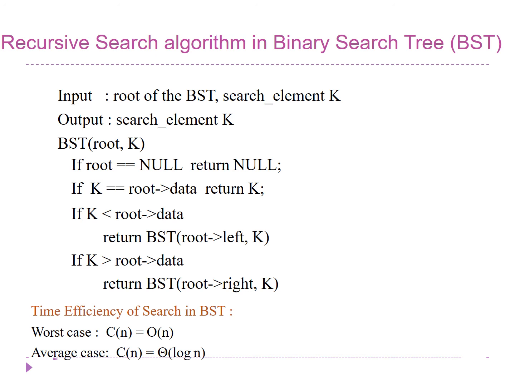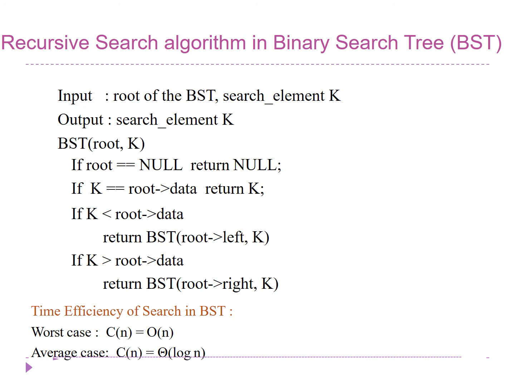The algorithm has two base cases. If the search element is not found, that is, when root equals null, it returns the null value. If the search element is found, that is, the search element k matches the data at the root, then it returns the data at the root.